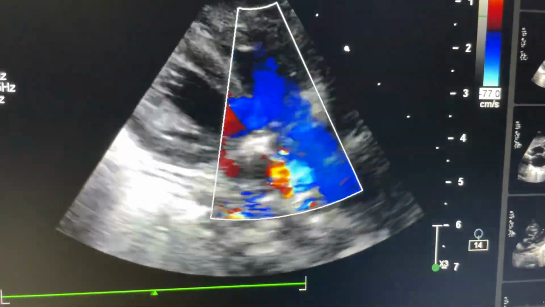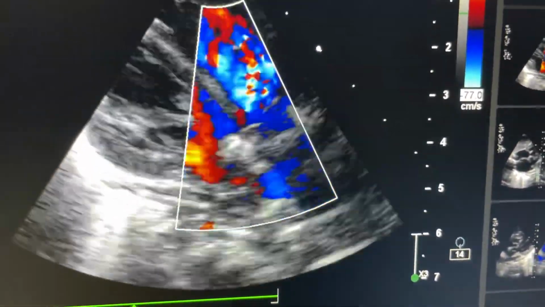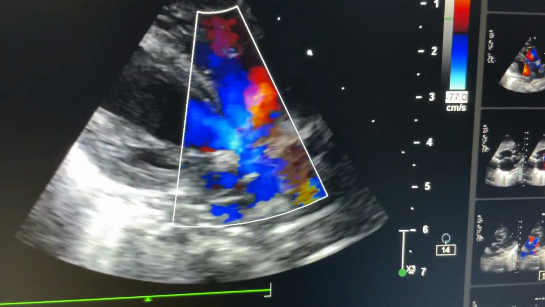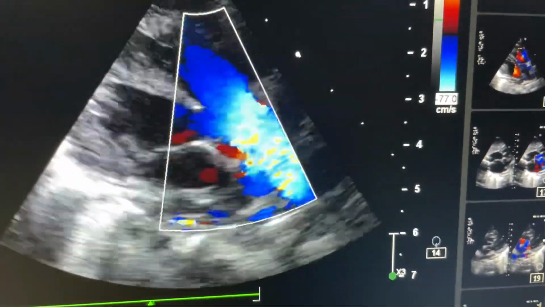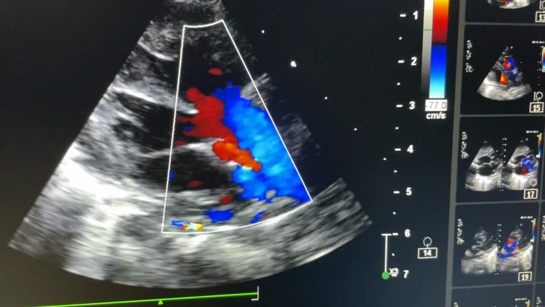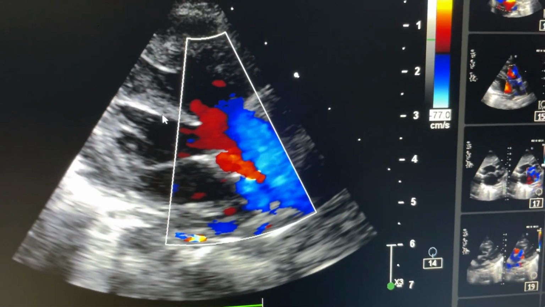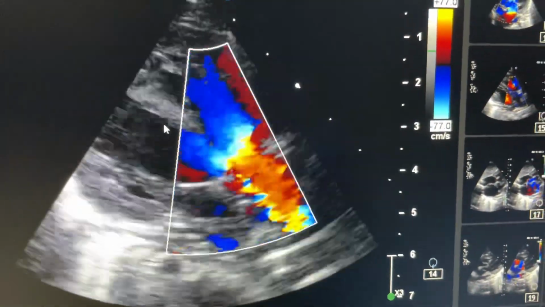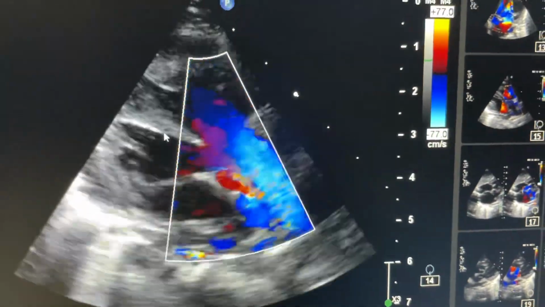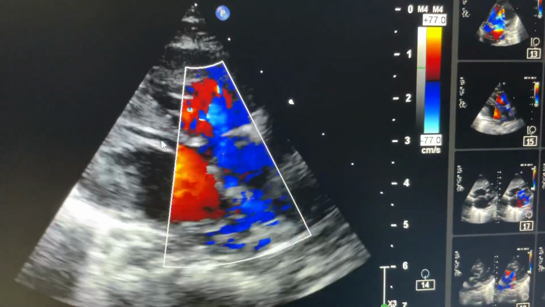This is the case of Truncus arteriosus type 4. Only one vessel is coming out of both ventricles. Previously we called it Truncus arteriosus. Even now we call it Truncus arteriosus, but in Truncus arteriosus type 4, what happens?